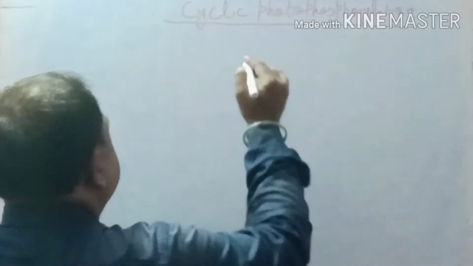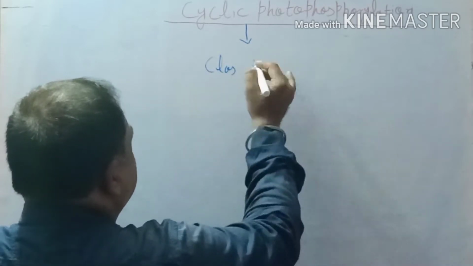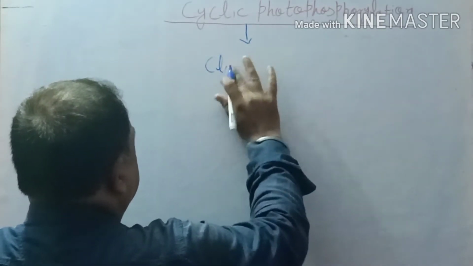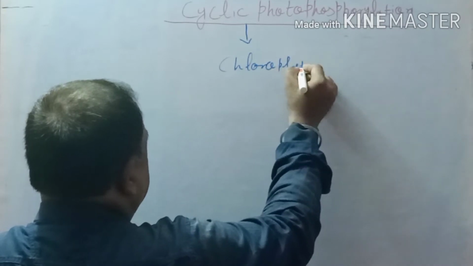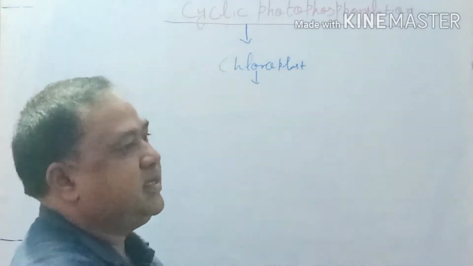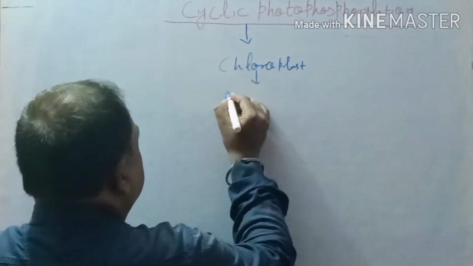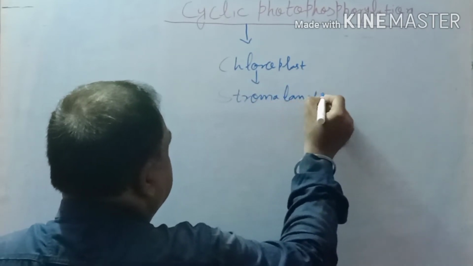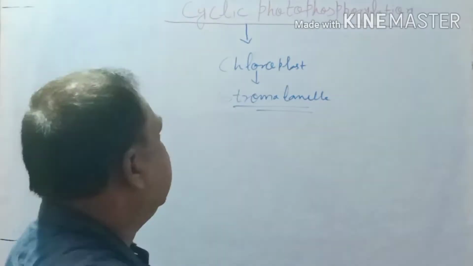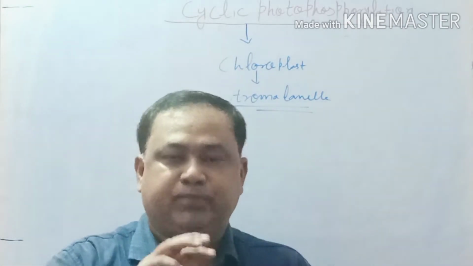Cyclic photophosphorylation takes place in the chloroplast, as does non-cyclic photophosphorylation, but exactly it takes place in the stroma lamellae, which is part of the chloroplast.